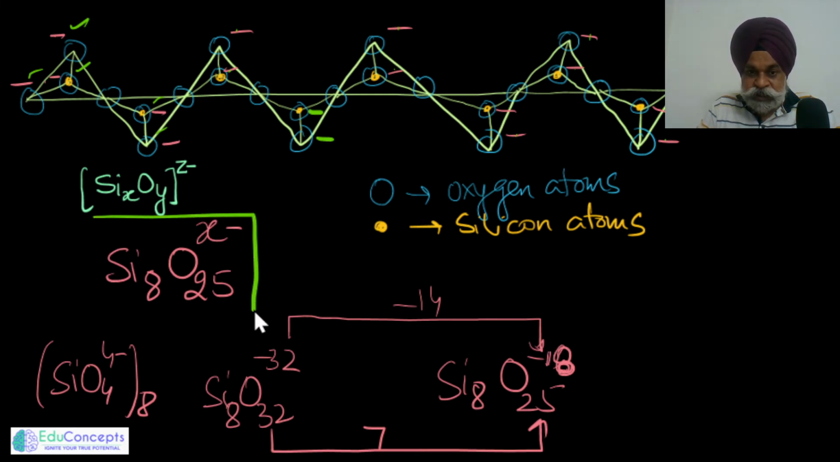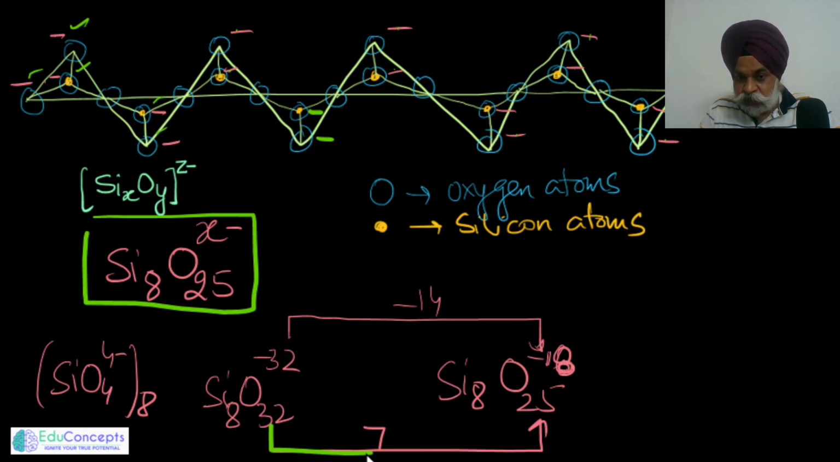If you just have this formula in front of you and they would ask you the value of X, how do you get this? I just have said that I wanted 25 oxygen atoms, so I decreased it by 7. So the negative charge would decrease by the double amount, that is by minus 14. So 32 minus 14 is minus 18. So this makes sense. So this particular formula which we just wrote is Si8 O25 and the negative charge is minus 18.